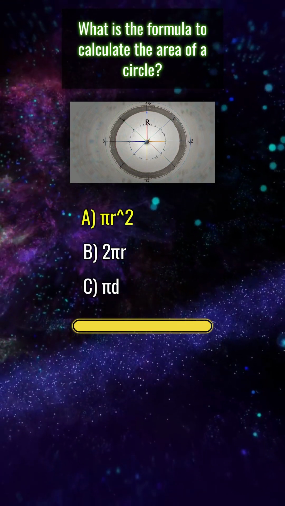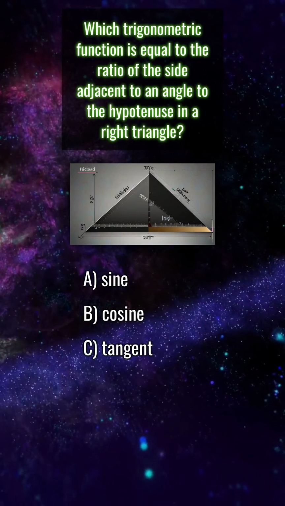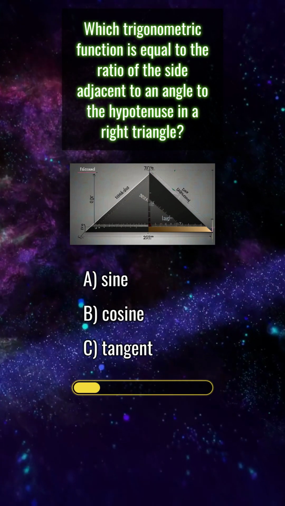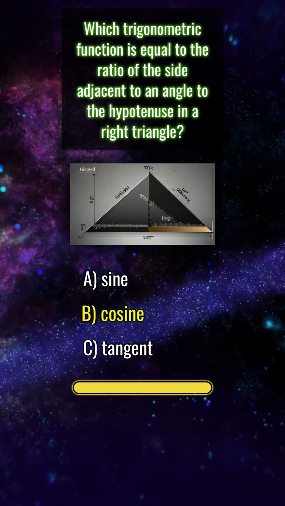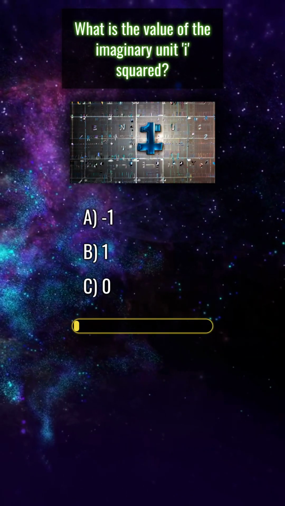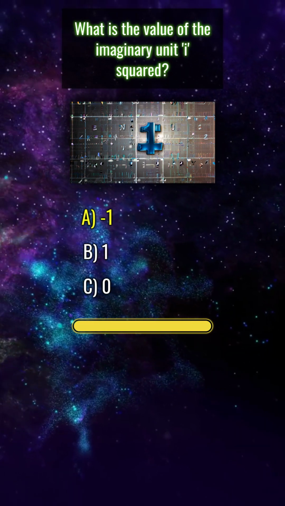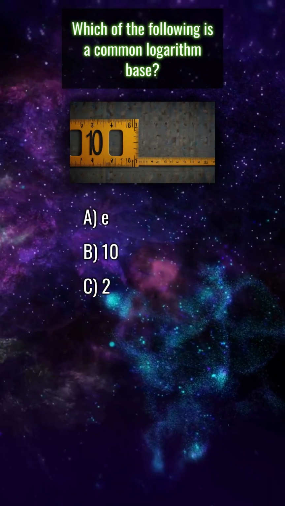A. Pi r squared. Which trigonometric function is equal to the ratio of the side adjacent to an angle to the hypotenuse in a right triangle? B. Cosine. What is the value of the imaginary unit i squared? A. -1. Which of the following is a common logarithm base?